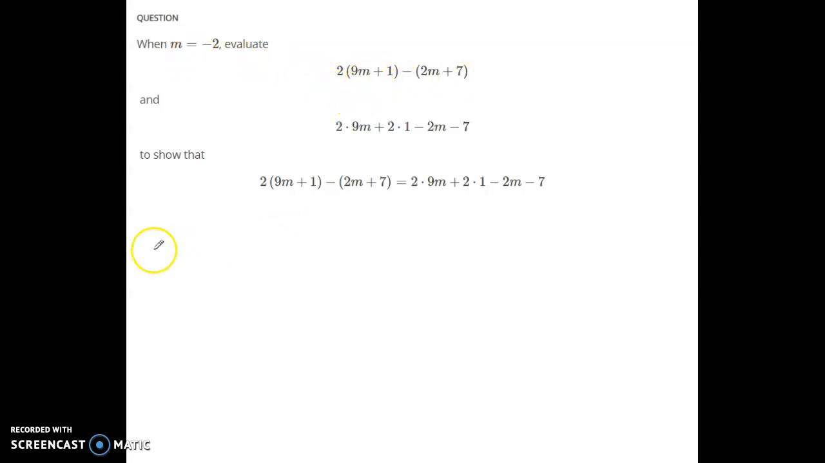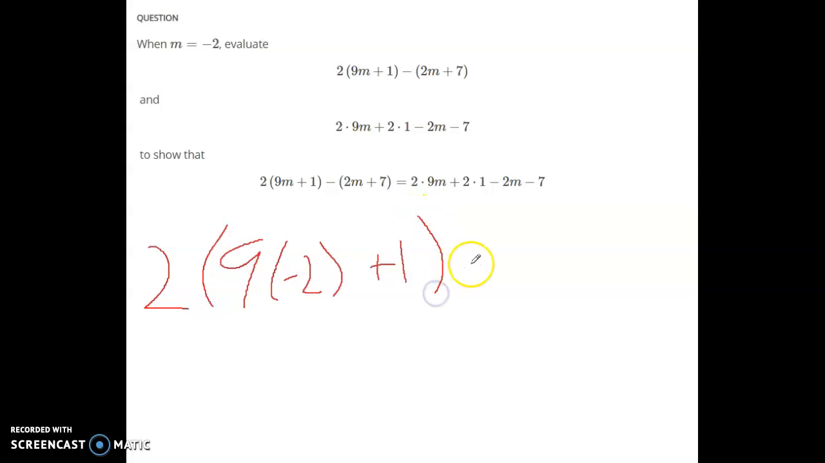So in the first one, everywhere I see an m, I'm going to replace it with a -2. And I like to put parentheses around my number I'm inserting anytime it is a negative number, so that way I don't confuse it for a subtraction sign or mess up anywhere. So I've put a -2 in there for m.